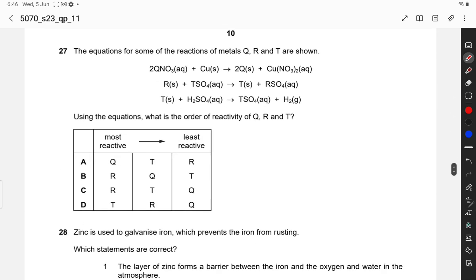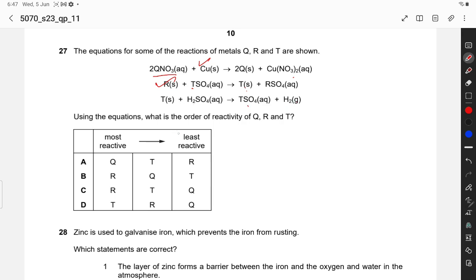Question number 27. The equations for some of the reactions of metals Q, R and T are shown. QNO3 plus copper forms 2Q and copper(II) nitrate. Yes, it means copper is more reactive than Q. R reacts with TSO4 to form T solid, and it means R is more reactive than T. T plus sulfuric acid forms TSO4 and H2.